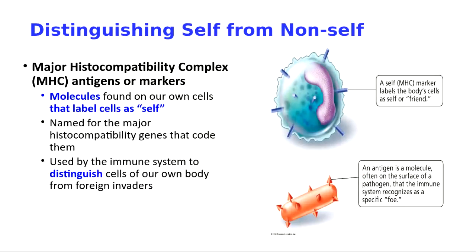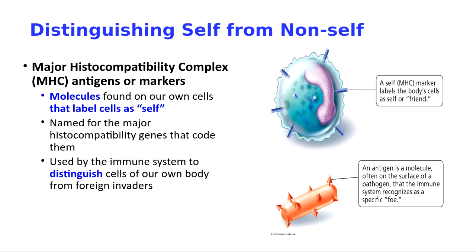Slide number 3 goes a bit more into detail about how the body recognizes self from non-self. That has to do with major histocompatibility complex antigens or markers. Those markers are found on pretty much every cell in our body. There are 3 different types of major histocompatibility complex antigens or markers, 1, 2, and 3, and they have slightly different functions.